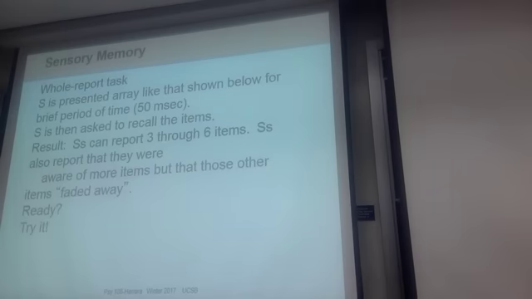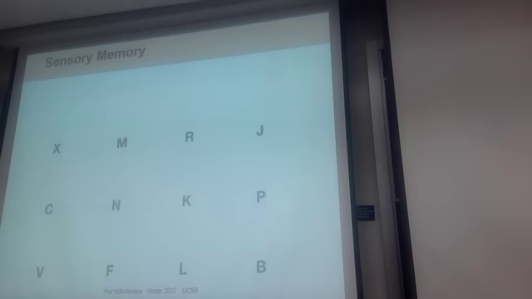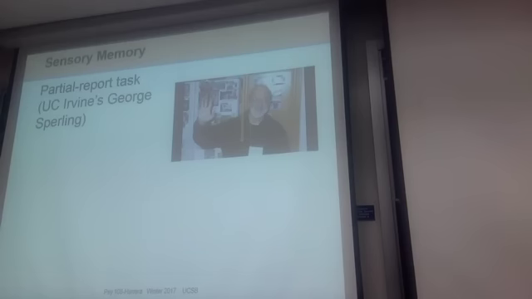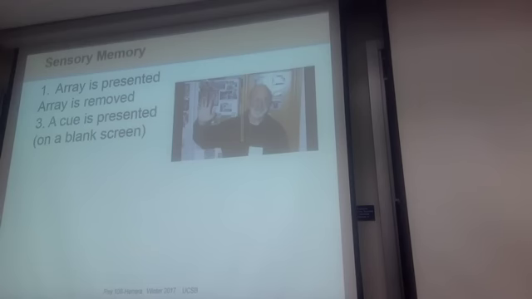And so subjects report that they're aware that there were more items, but that they faded away really fast. You couldn't really hold on to them and report them. People are very bad at this whole recall task. But as a variation on this, George Sperling was looking at a partial report task, and so he used the same stimulus of that full array, but after it's presented, there's a brief cue that comes up on the screen with an arrow that tells you which of the lines of that array you need to attend to, or you need to remember.